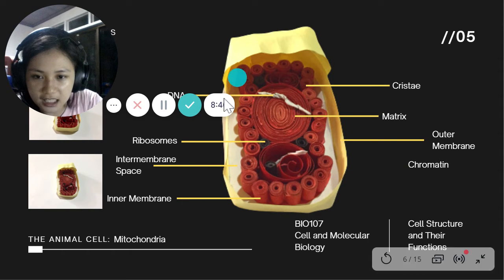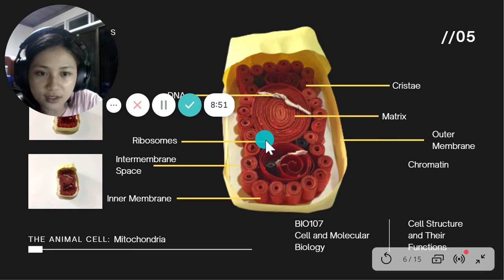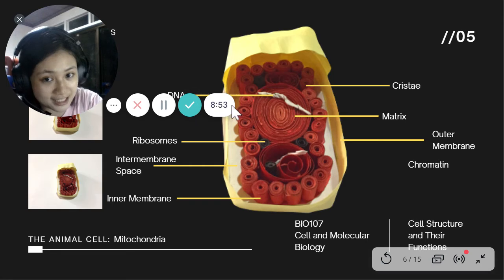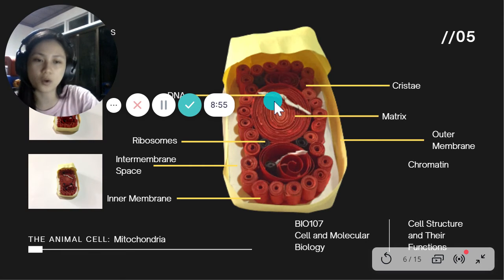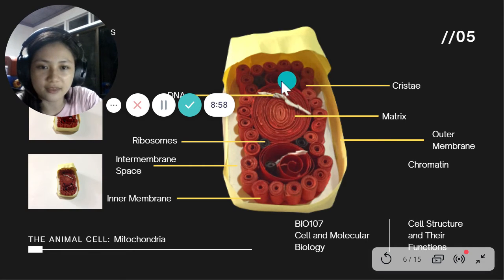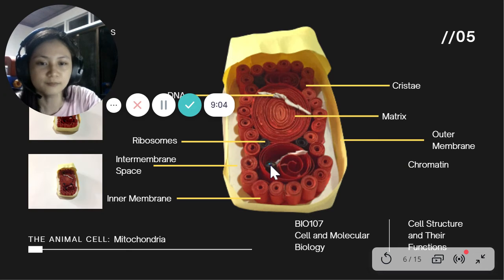Okay, as you can see here, we have the mitochondria ribosomes. It has its own DNA. Yes, it has its own DNA. And the ribosomes and the DNA are located in the matrix of the mitochondria. You can also find the intermembrane space in between the outer membrane and the inner membrane.